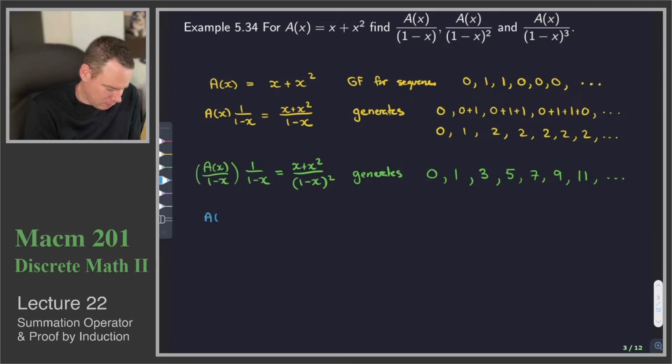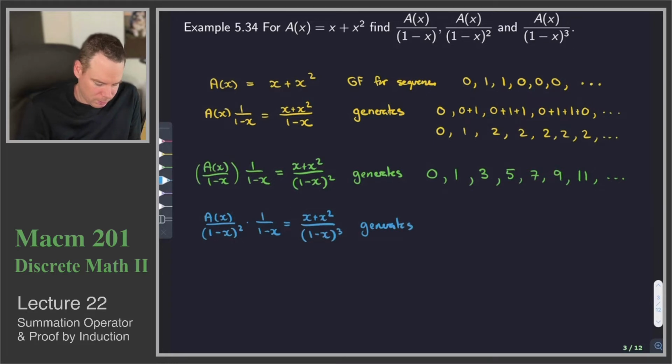We take that previous generating function and we multiply it by 1 over 1 minus x. And that's going to be x plus x squared over 1 minus x cubed. And what does that generate? Well, that's going to generate this sequence of sums.